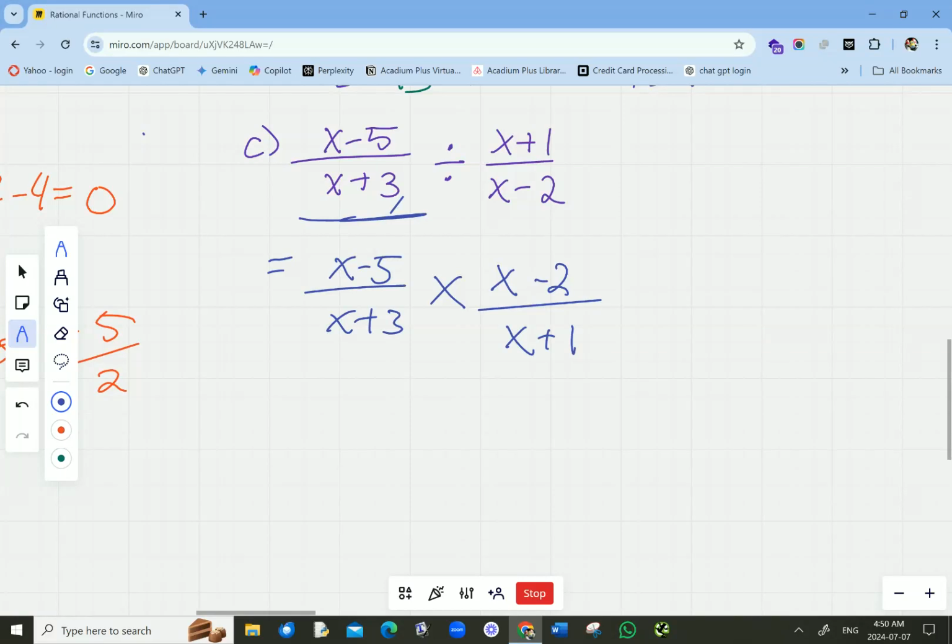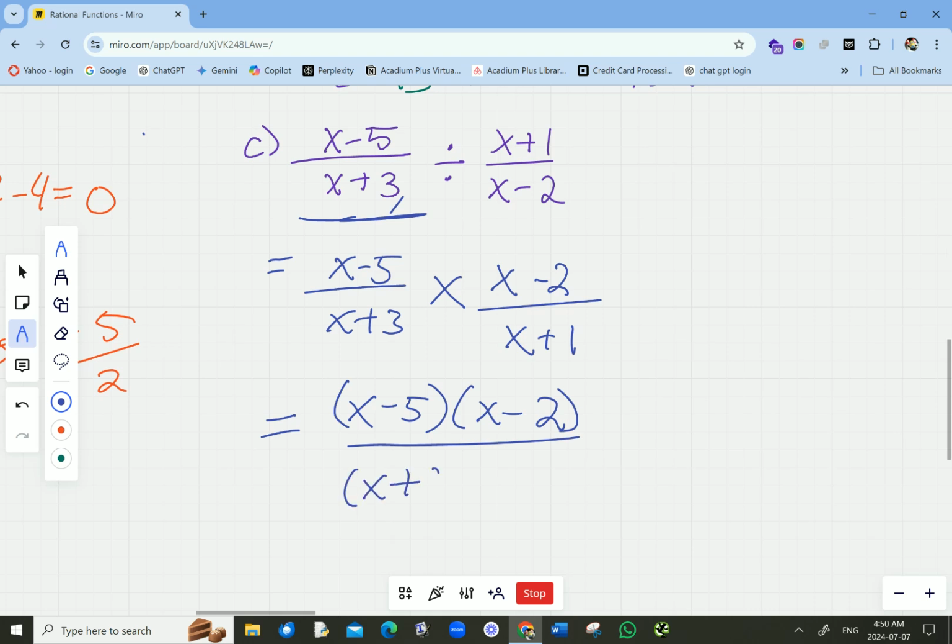We know how to do that. So we might need to do a few more division worked examples. So now let's multiply them together. So we multiply the numerators and over the product of the denominators. And can we simplify? No, not really. It's simplified. Okay. So let's state restrictions.